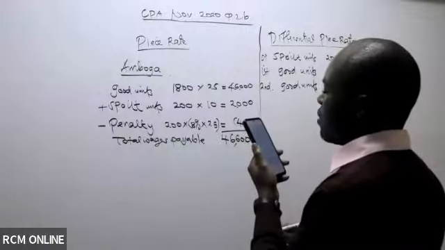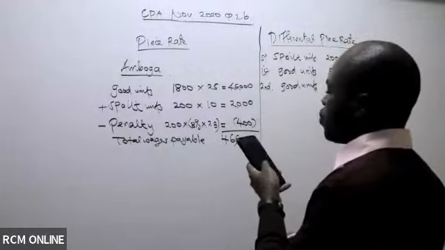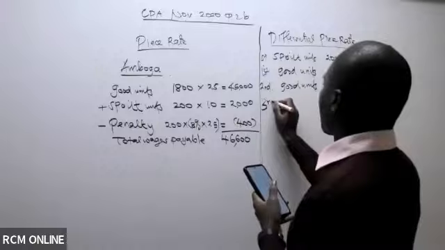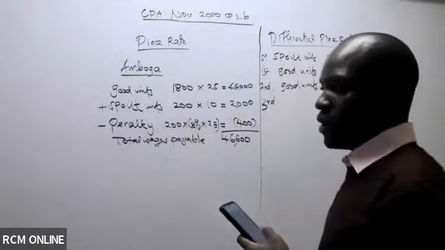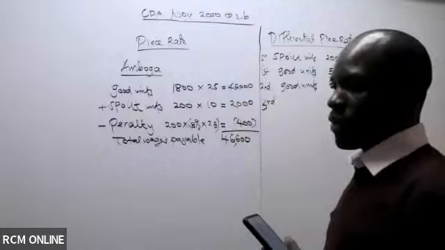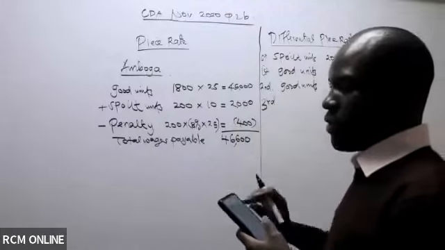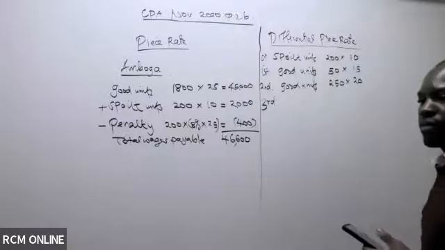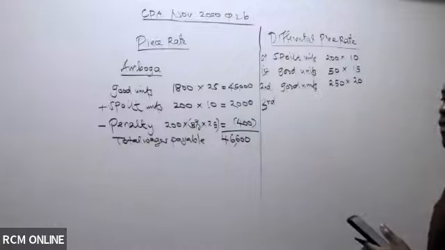Then let's go to the third bar from 500 to 1,000. From 500 to 1,000, how many units are those?